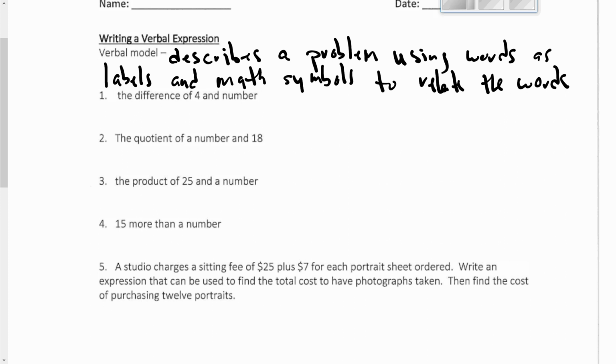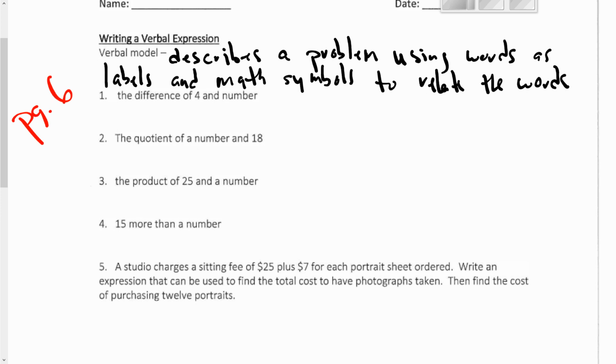On the back side, we've got one more definition, and that is of a verbal model. A verbal model describes a problem using words as labels and then uses math symbols to relate those words. So if you look at page 6 in your textbook, it's got kind of like a little cheat sheet table in the middle that takes a bunch of words and matches up with what operation they stand for. So we're going to walk through a couple examples.